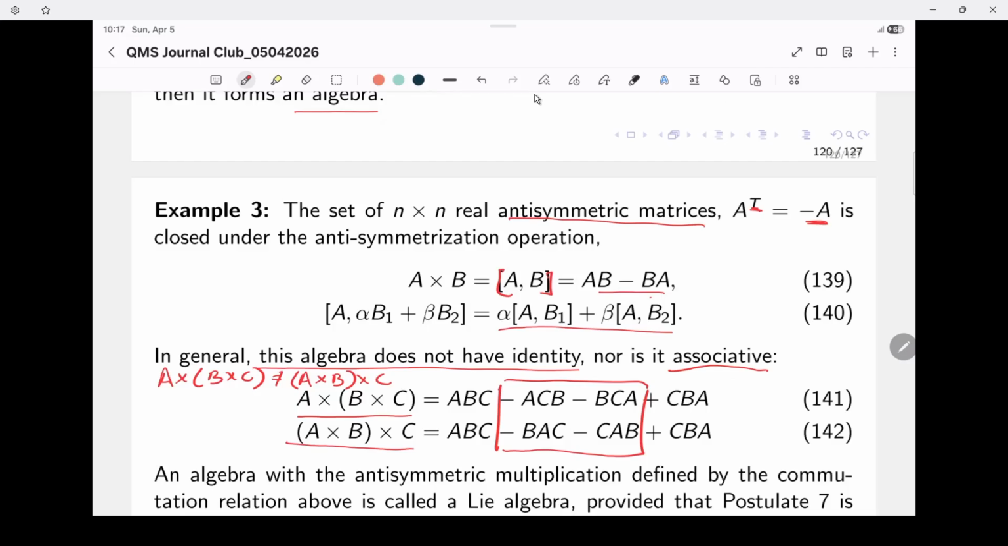But can you quickly identify the reason why in general it doesn't have an identity? Like it doesn't satisfy A transpose equal to negative A. Yup, that's the reason. So if you have the identity matrix, you cannot satisfy this condition. That's why in general it doesn't have an identity.